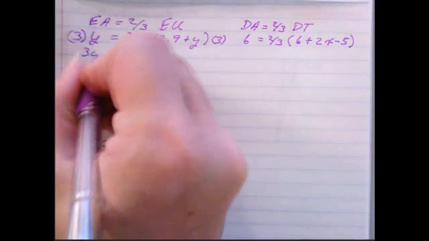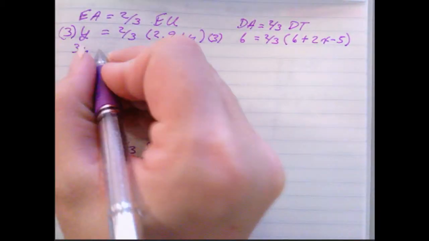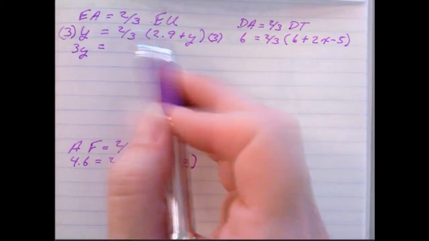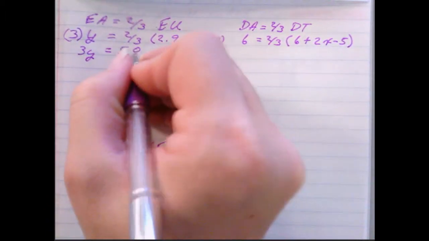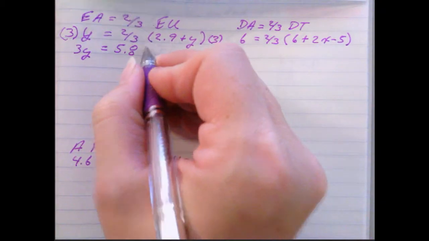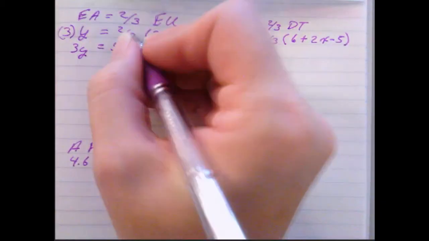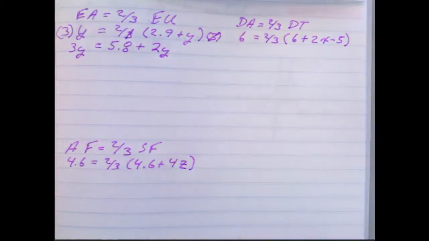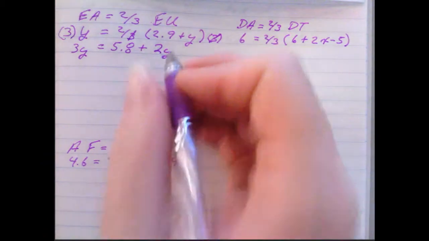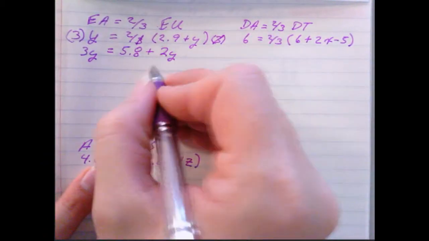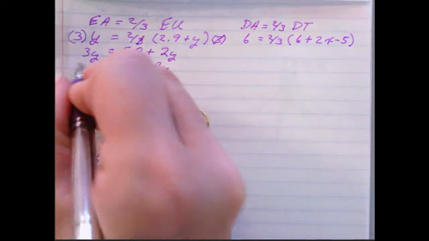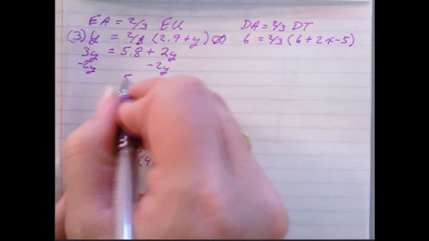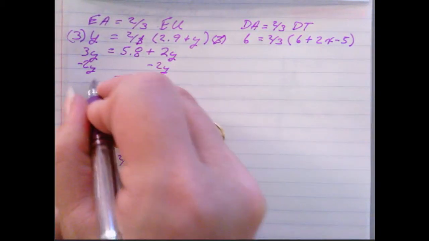So we get 3y equals 2 times this 2.9 is 5.8 plus this 3 actually crossed out with that 3, that's why we're just multiplying by 2, so plus 2y. Okay, so then we've got to get our y's together, so we're going to subtract 2y. So we end up with 5.8 equals y.